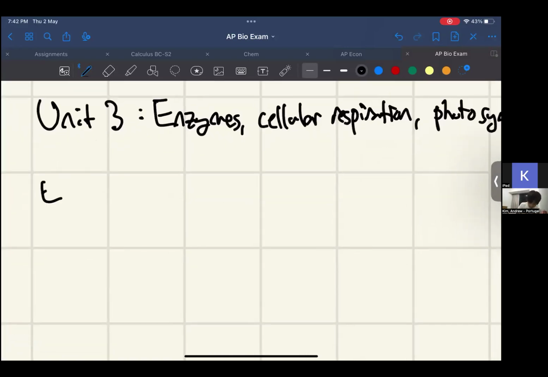So first of all, enzymes. Now, enzymes are the easiest part of this unit, okay? So enzymes, what is an enzyme? What is the definition of an enzyme? Well, an enzyme is a catalyst. Now, what does a catalyst mean?